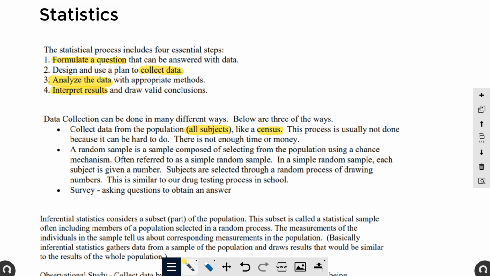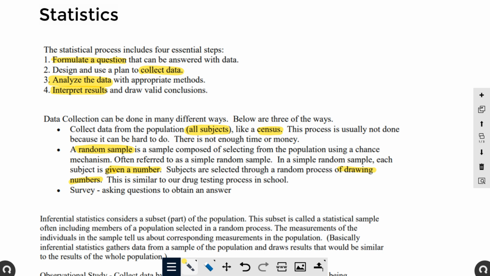So another way that people do it is a random sample. A simple random sample is the best way to do it. Now, often when you do a simple random sample, you give each person a number, and then you use a random process of something like drawing numbers to see who goes in that. A good example of that is similar to the drug testing that you do in school. So I know this works really well for bigger schools like South and West.